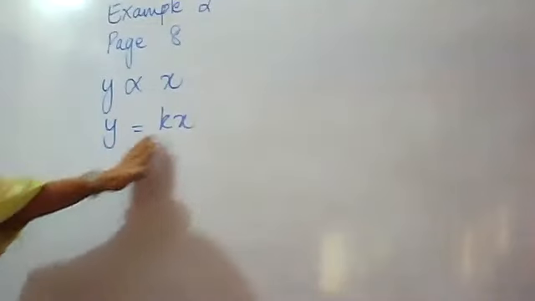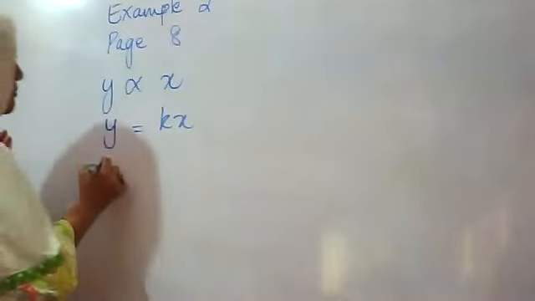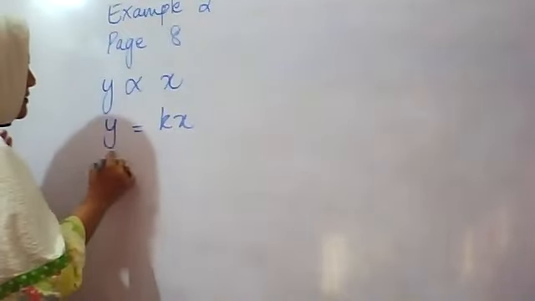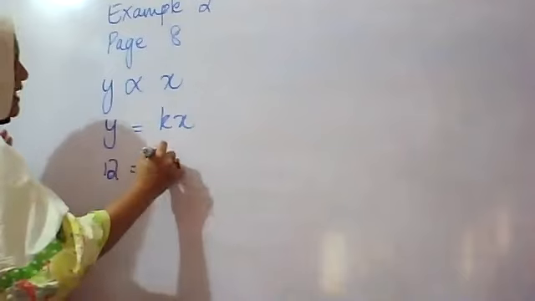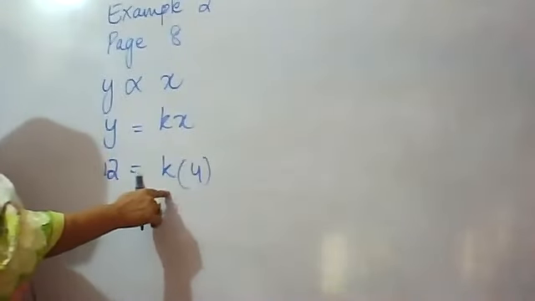I will put the values in this equation to find the constant k. It will become 12 here, k remains as it is, and for x, I have the value 4, so I will put it here. Now, I want to find out k. What should I do?